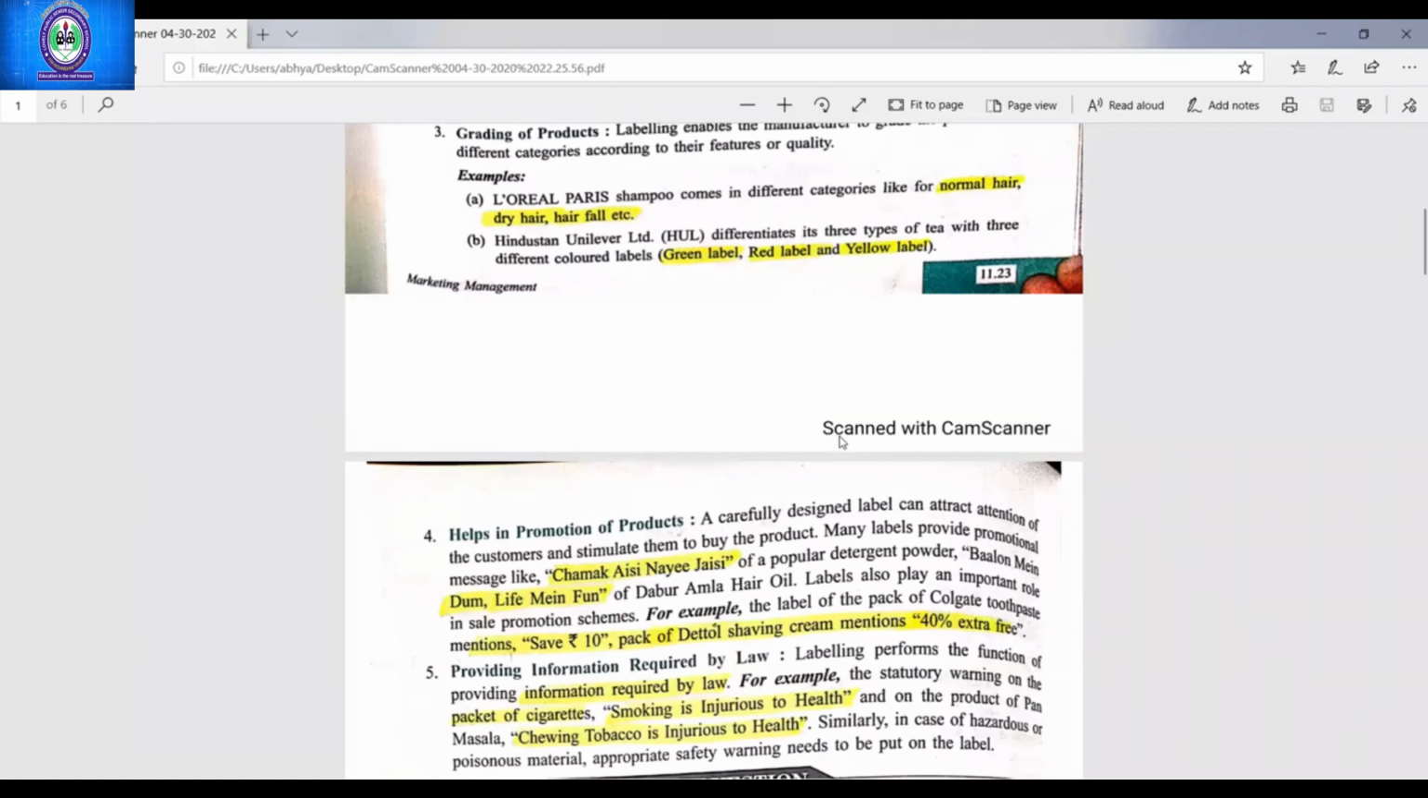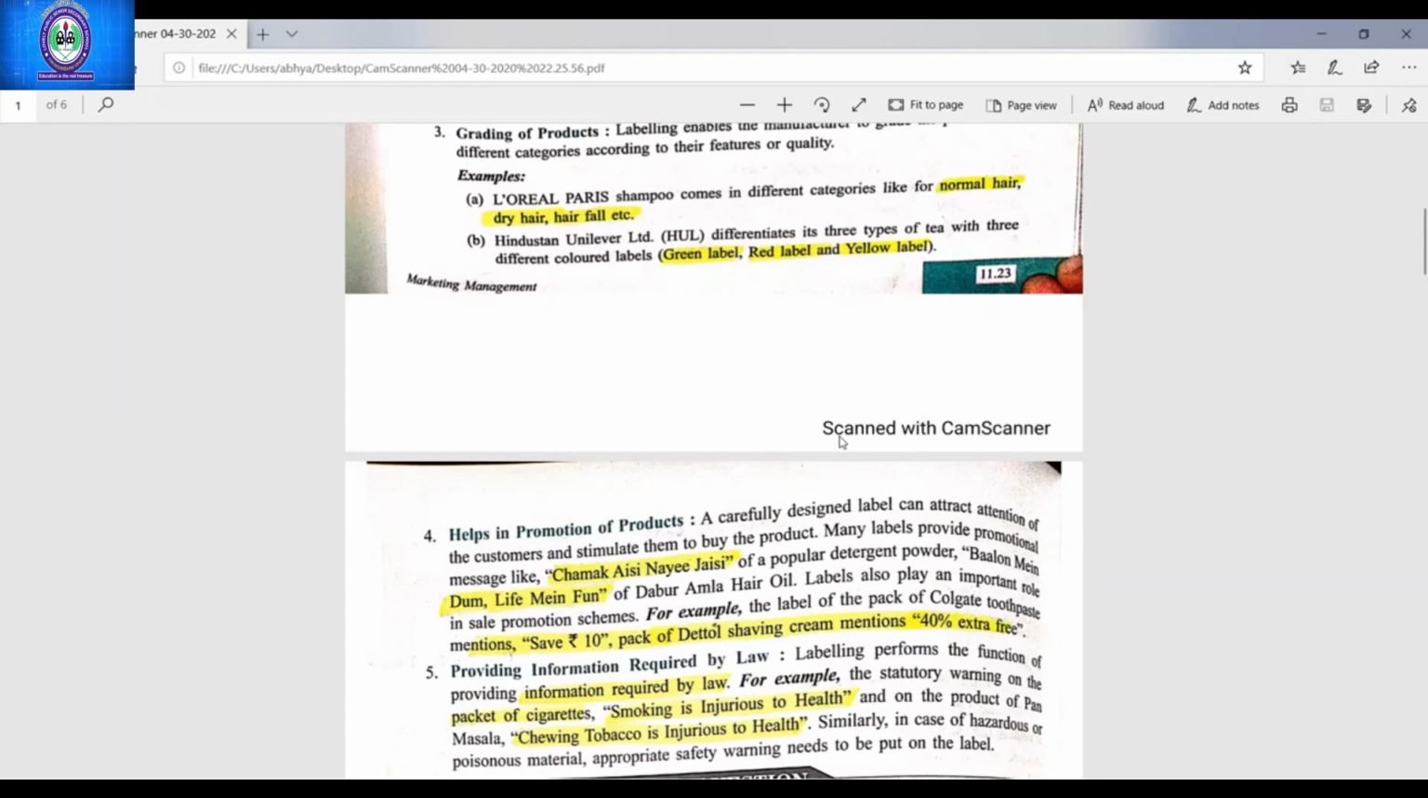Packaging, branding and labeling. Promotion, because a carefully designed label can attract the attention of customers and stimulate them to buy the product. How? Because on the label itself, the promotional schemes and the tagline of the product are mentioned. Like buy one, get one free. How do you come to know about this scheme? Because it is mentioned on the product itself, on the label itself. So that is part of the label.